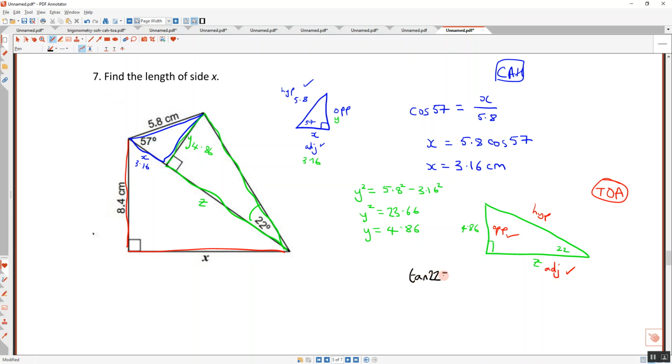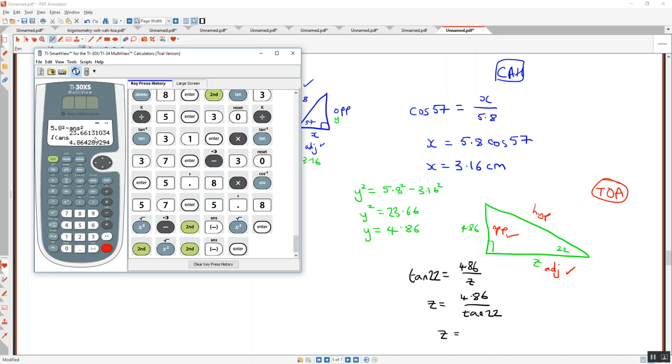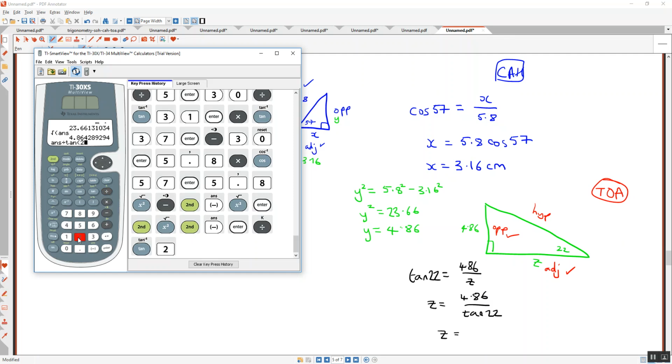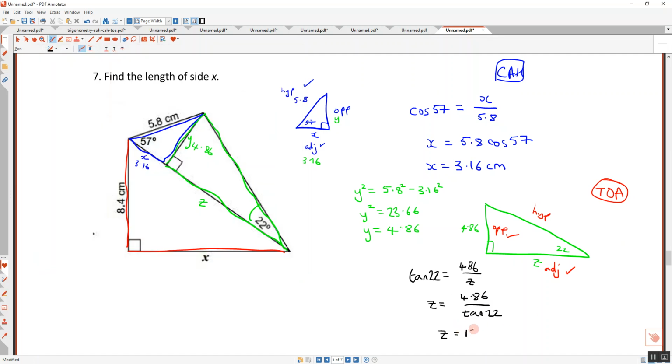So tan of 22 is equal to opposite over adjacent. So z is equal to, okay, z is on the bottom, so I need to divide. So I've got 4.86 here in the calculator already, just divided by tan 22, which equals 12.04. So this length is 12.04.